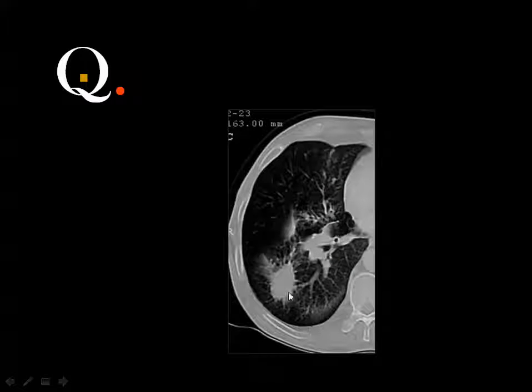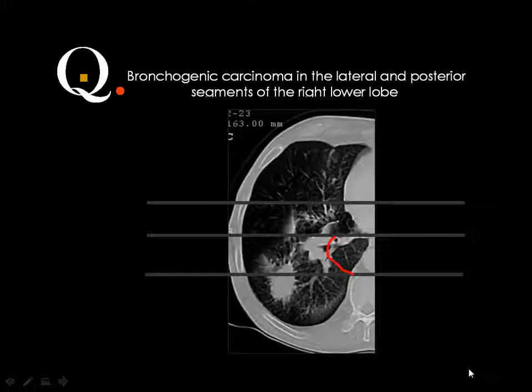And here you can see a bronchogenic carcinoma with classic spiculated margin. And if you want to locate this bronchogenic carcinoma, you do these lines. And this is the line which separates the middle lobe from the lower lobe. And here this is the anterior segment, and this is part of the lateral segment, and this is the posterior segment, and here you can see the medial segment. Then this bronchogenic carcinoma is lying between the lateral and the posterior segments of the right lower lung lobe.